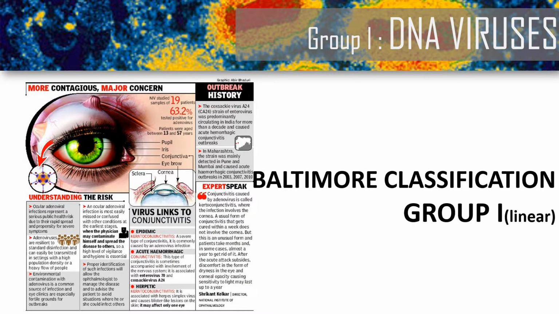Okay, so we're done with your Group 1 Baltimore's classification DNA circular viruses. So we'll move to your Group 1 Baltimore's classification DNA linear. Okay, so kanina yung dinescuss natin is mga viruses under circular. So this time we'll discuss your viruses under your Group 1, still Group 1, pero yung genome characteristic niya, class, is linear.